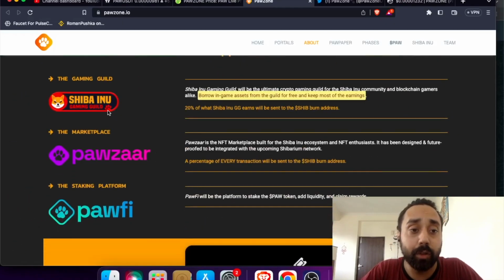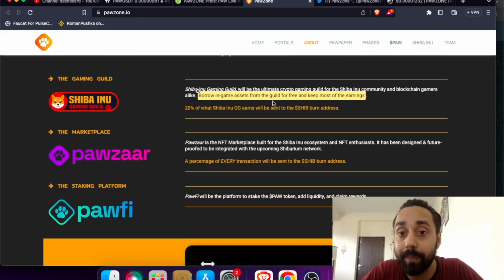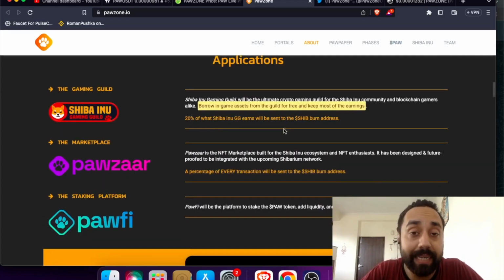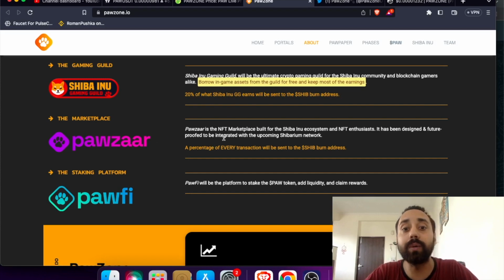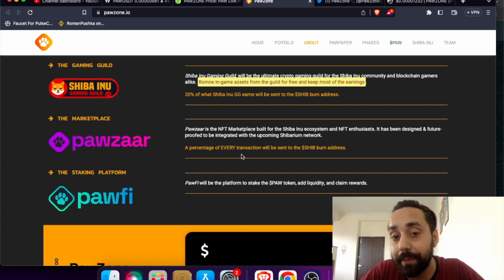Everything is in detail. The best part about the Shiba Inu Gaming Guild is you can borrow in-game assets from the guild for free. No charges, guys, and keep most of the earnings. 20% of what the Shiba Inu Gaming Guild earns will be sent to the SHIB burn address. So again, it is burning tokens to keep it deflationary. And second is PawZar, like I told you, the NFT marketplace. A percentage of every transaction will be sent to the SHIB burn address. So they are making it a deflationary ecosystem, which is a good thing for a token which has a total supply of 500 billion tokens.